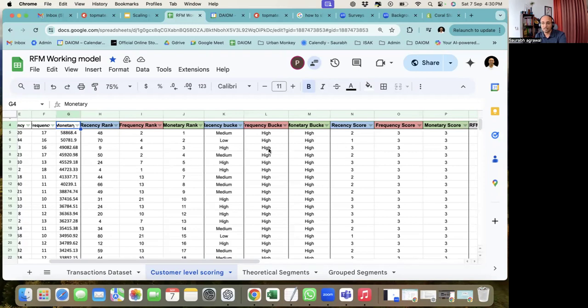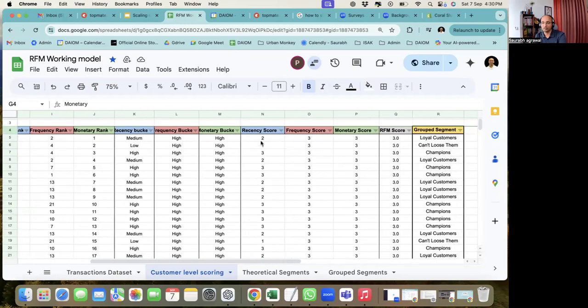Once you have done this high, medium, low, you then put in a recency score of 1, 2, 3, and a monetary score, and then you combine the scores. You basically average it out. And then you group the segments into loyal, can't lose and all.